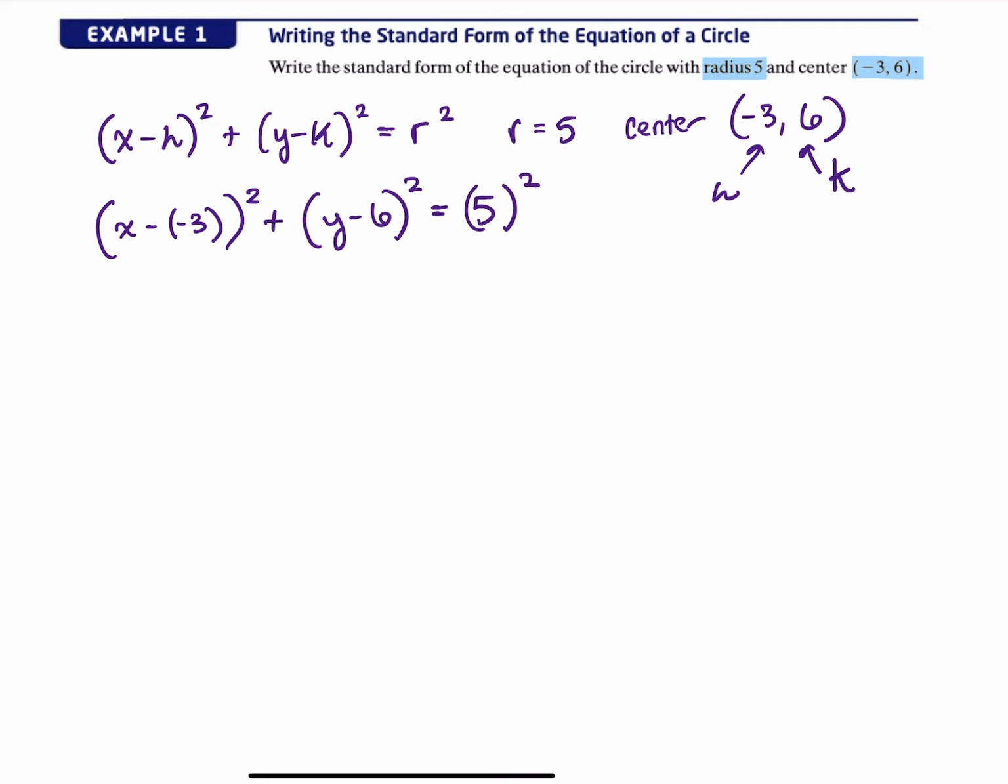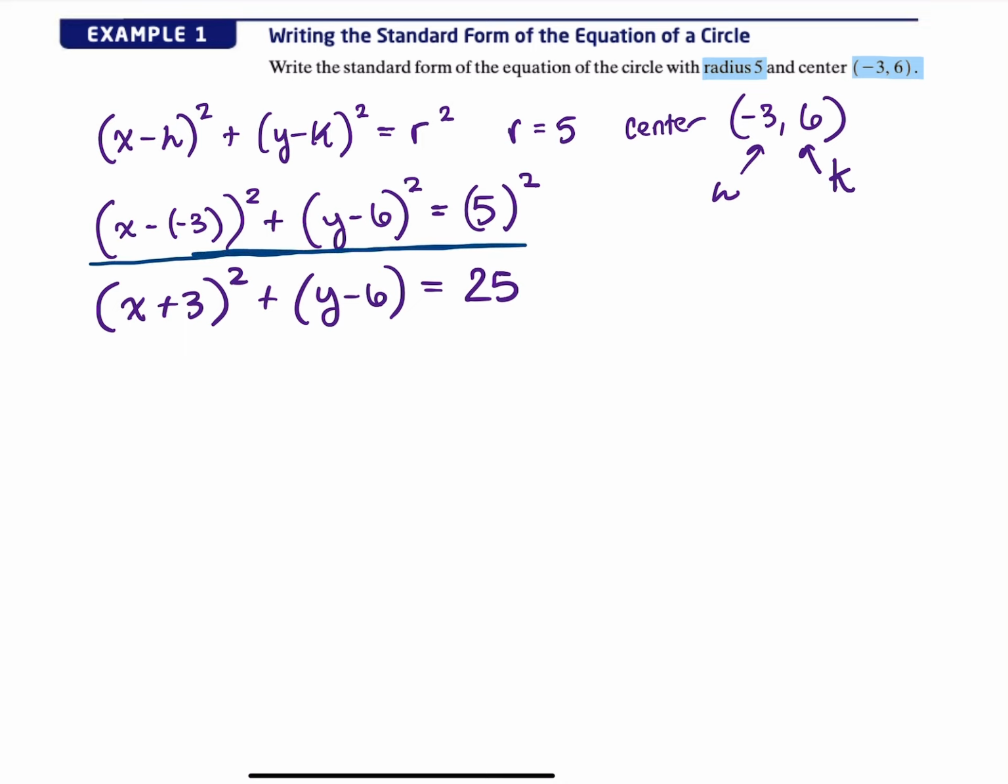So let's just clean it up. Let's get rid of the double negative. x minus -3 will turn into x plus 3. And we have y minus 6, and then 5 squared is 25. And that'll be our equation. So if you're given a center and a radius, you can define the full equation of the circle using the standard form.